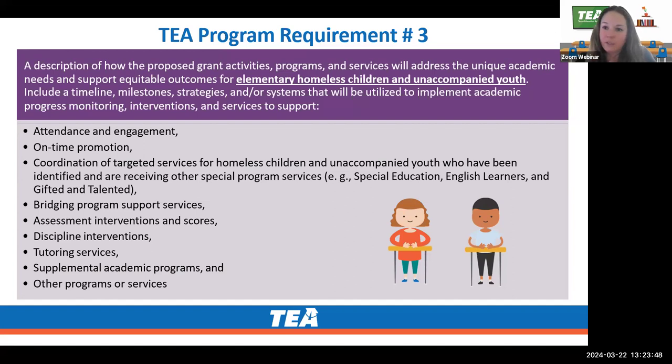So there's just different considerations when you're thinking about attendance and engagement for students experiencing homelessness at the elementary level, as well as really having inside of your activities on-time promotion for all grade levels and coordination of targeted services for homeless children and unaccompanied youth who have been identified and are receiving other special program services. So in the school of origin transportation, if the student is dual identified as McKinney-Vento as well as special education, making sure that you're consulting their IEP if there's any travel accommodations that need to be made as you're implementing that.